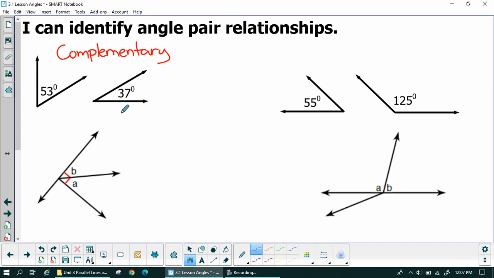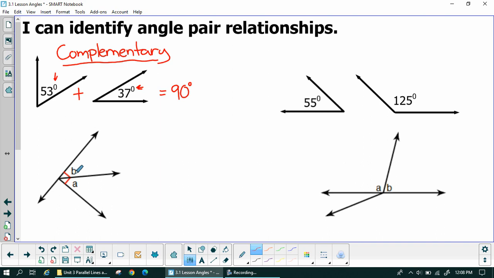If I have any two angles and I look at their angle measures, and you can see they have degree symbols here, when I look at those angle measures, if I were to add them together, they would add up to 90 degrees. So any two angles that add up to 90 degrees are considered complementary. And it's two angles, not more than two. Not one, but it's got to be two. So two angles that add to 90 degrees, we consider complementary.